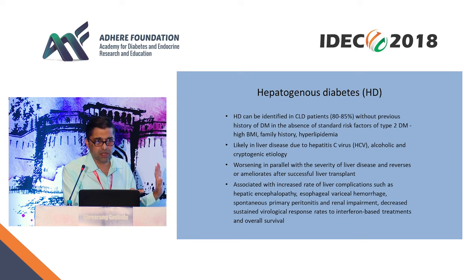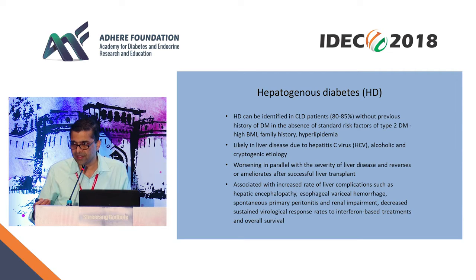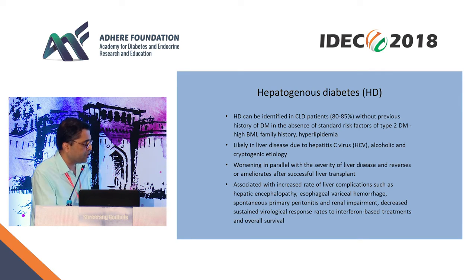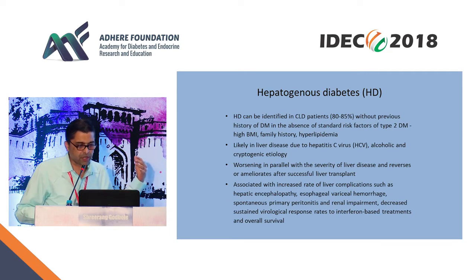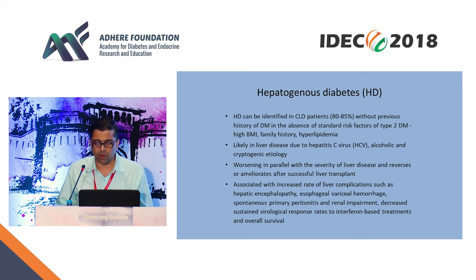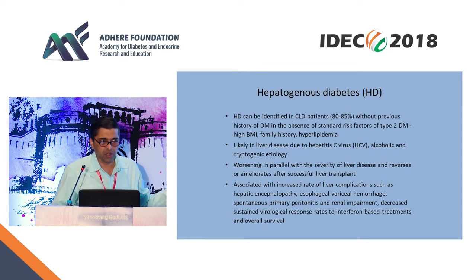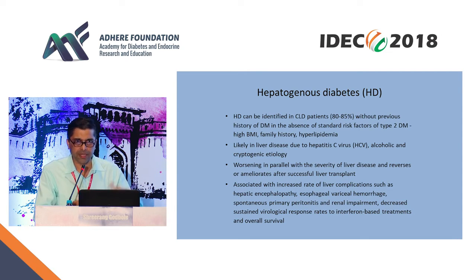In fact, it's a marker of poor prognosis, just like the presence of hepatic encephalopathy is a marker of poor prognosis. Similarly, the presence of hepatogenous diabetes in a setting of chronic liver disease is associated with increased rate of liver complications like hepatic encephalopathy itself, esophageal variceal hemorrhage, spontaneous primary peritonitis, renal impairment, and in fact, there is a lesser response to interferon-based treatments if you have hepatogenous diabetes. In fact, the overall mortality is poor in people who develop hepatogenous diabetes. So if you can reverse that, then it improves the survival.